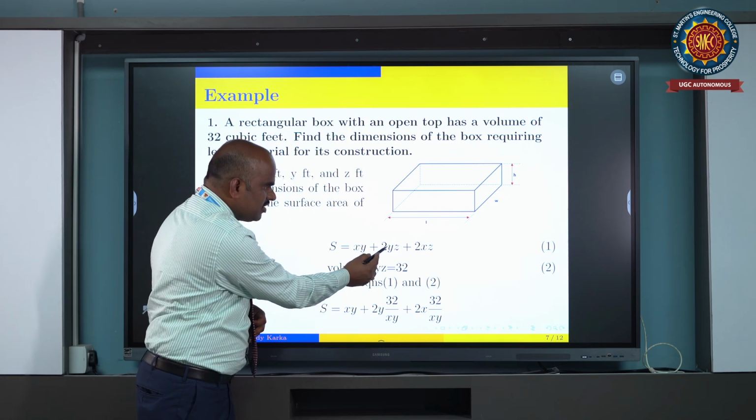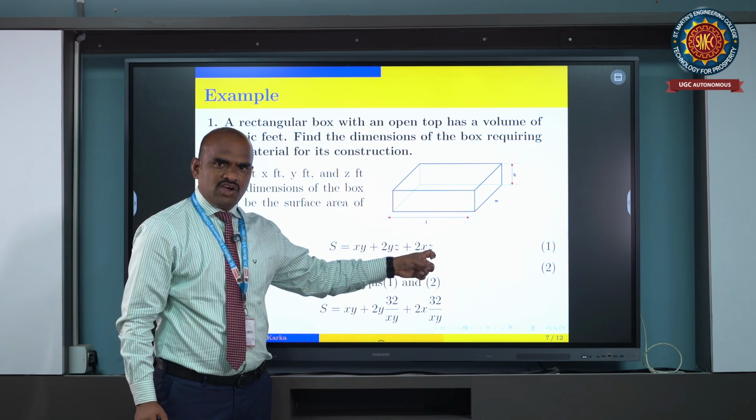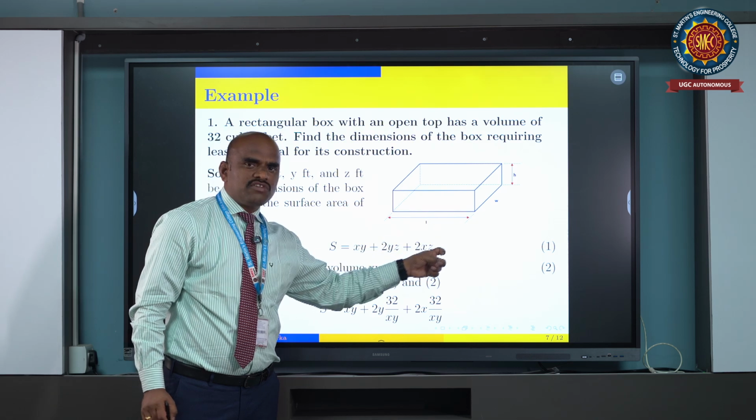From these two equations, S is a function of three variables x comma y comma z. We have to eliminate the third variable z.